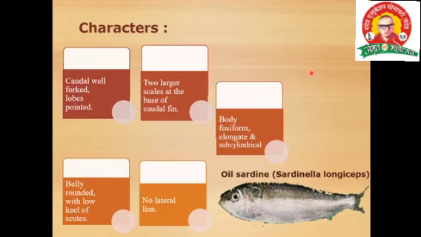And this is about the external characters. Two large scales at the base of the caudal fin, caudal fin well forked, lobes pointed, body is fusiform, elongated and subcylindrical. This is about the external character of oil sardine. The belly, meaning the stomach part, is rounded with a low keel of scutes. No lateral line is present, and it is mostly a bottom feeder fish.